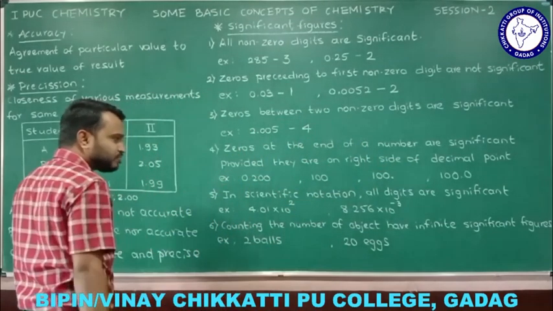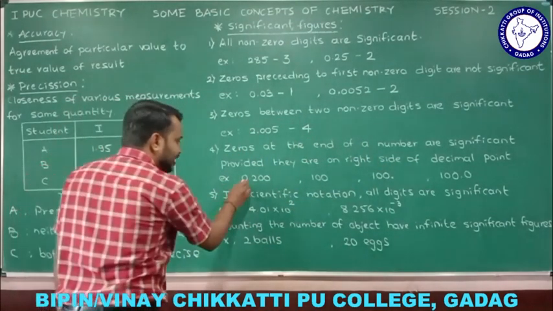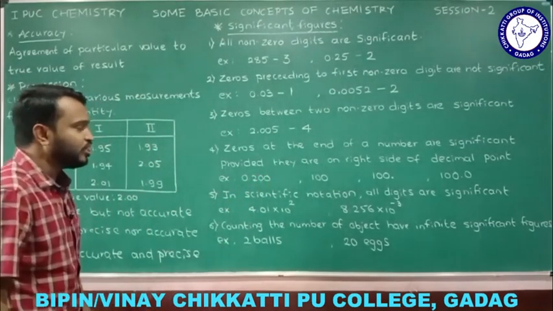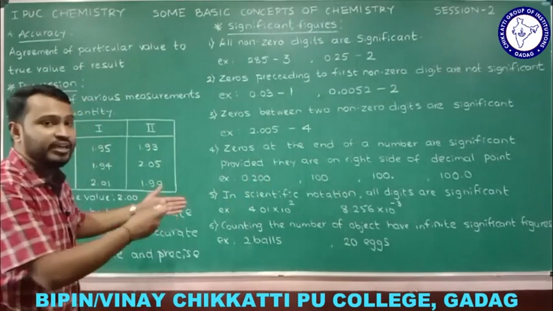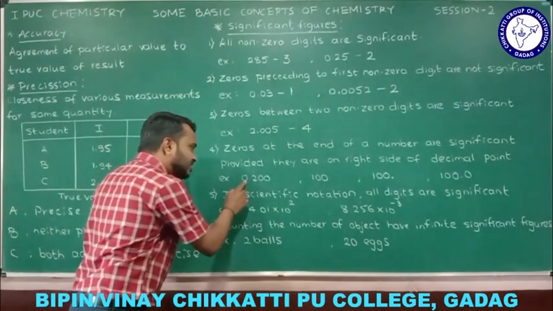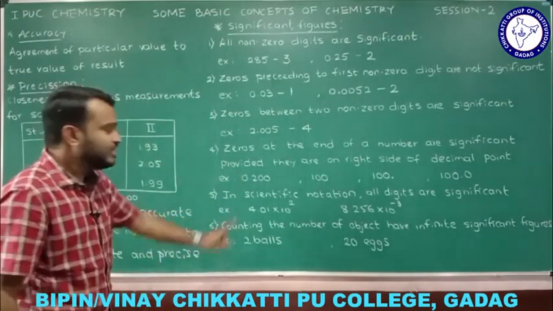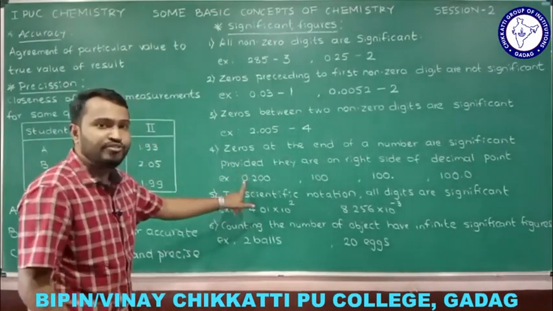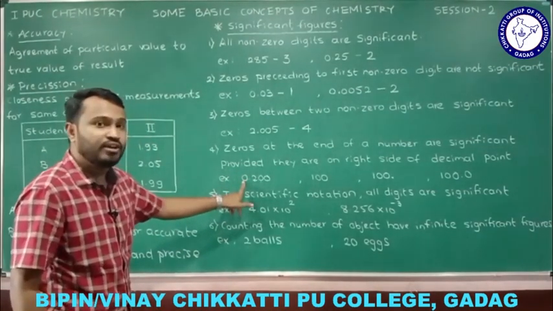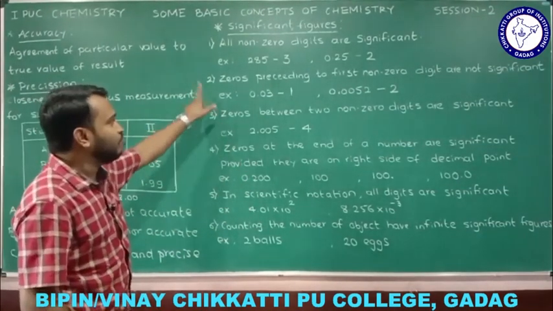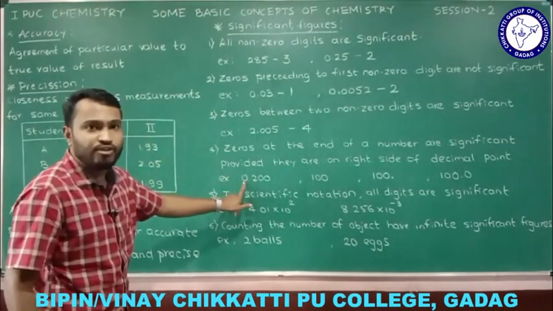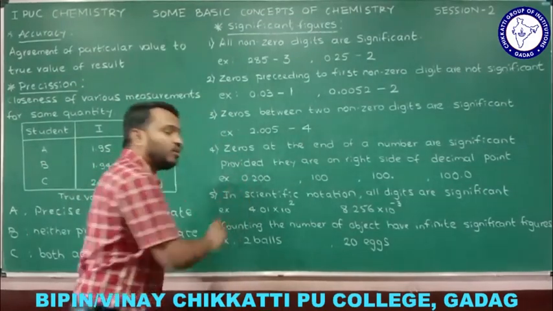We'll see the example here: 0.200. Now we'll see how many significant figures there are, and whether this 0 is significant or not. The 0 point, is this 0 a significant figure or not? I hope we can guess this is not a significant figure. Why? Follow rule number 2. The 0 preceding a non-zero is not significant, therefore this 0 you should not consider.